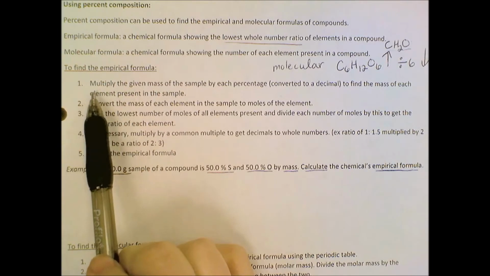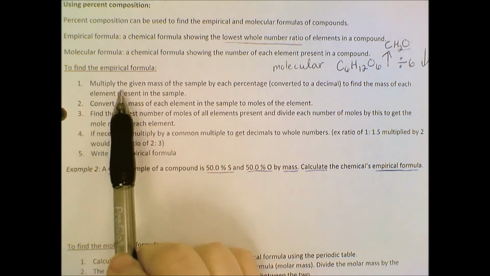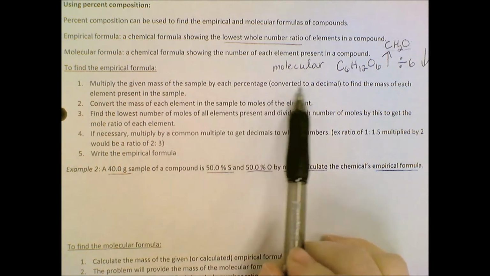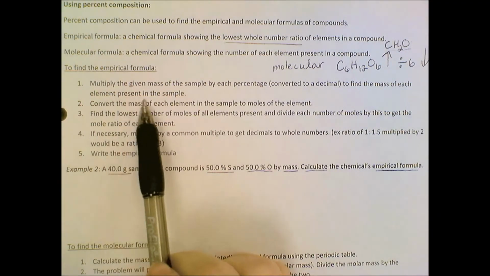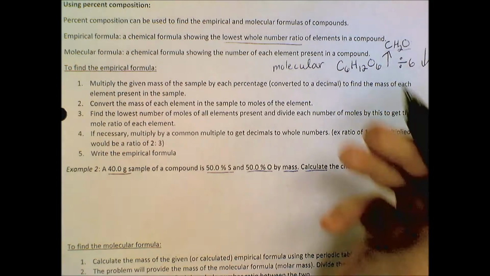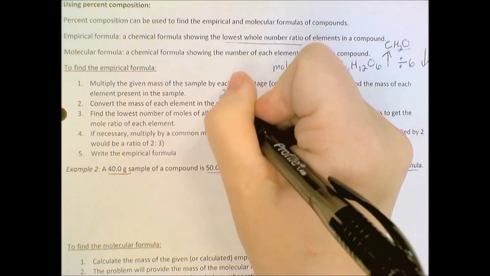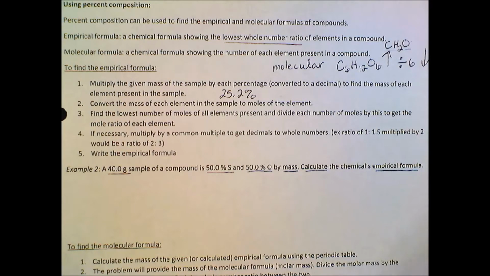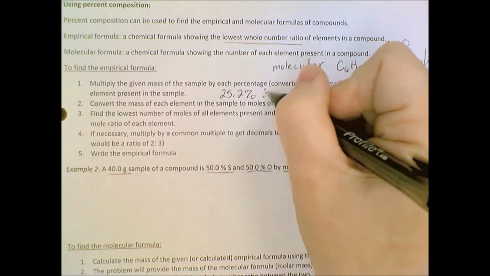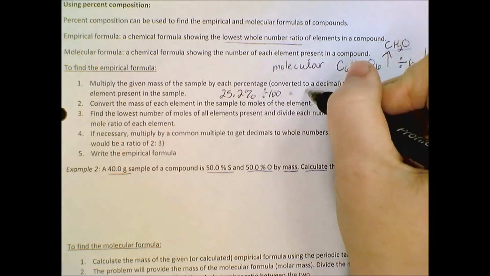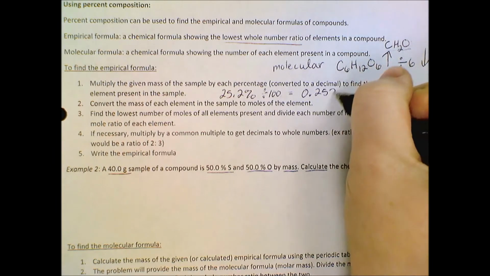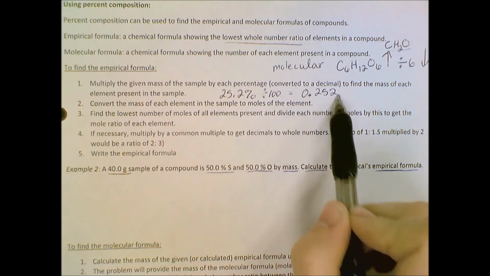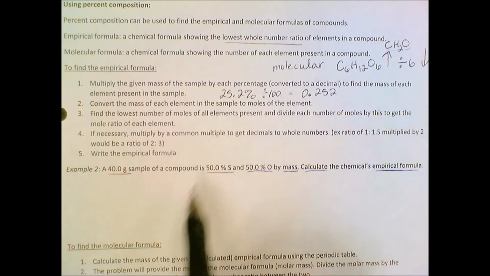So let's take a look at our steps. The first thing we're going to do is multiply the given mass of the sample, so that's our 40 grams, by each percentage converted to a decimal to find the mass of each element present in the sample. So if we're given something like 25.2%, we want to first convert that to a decimal, and you do that by dividing by 100, and that would give us 0.252. So that's what we want to actually multiply the mass by.